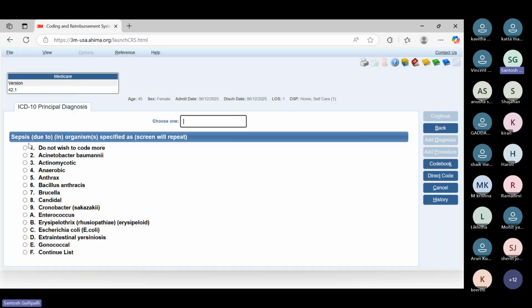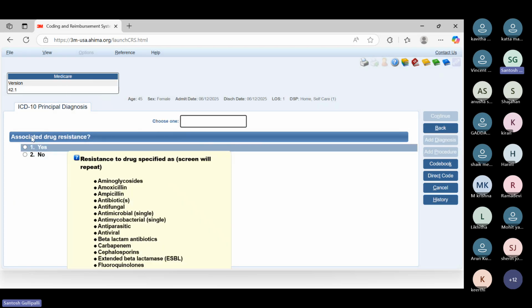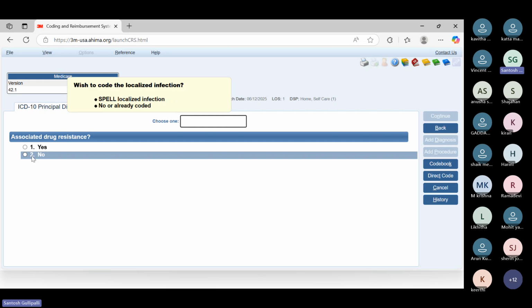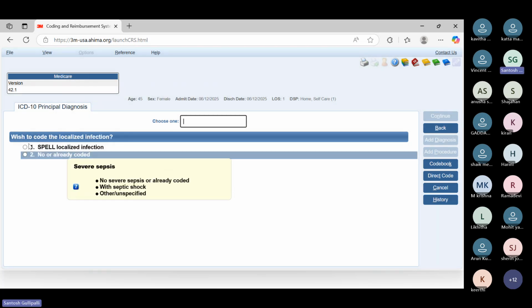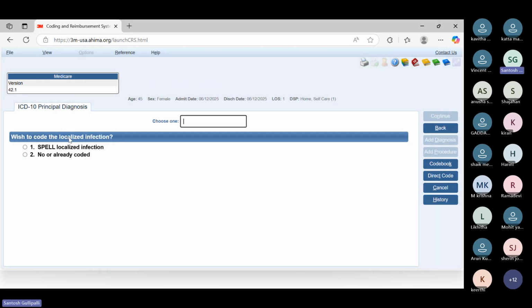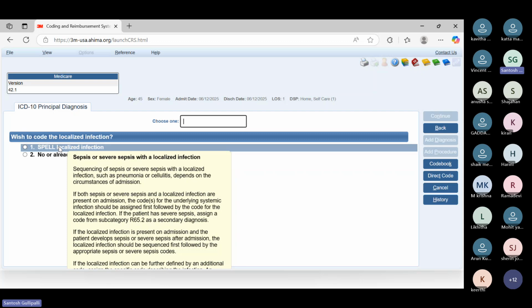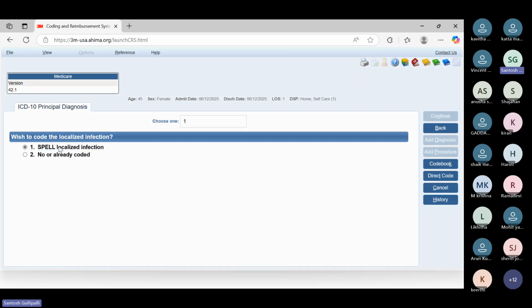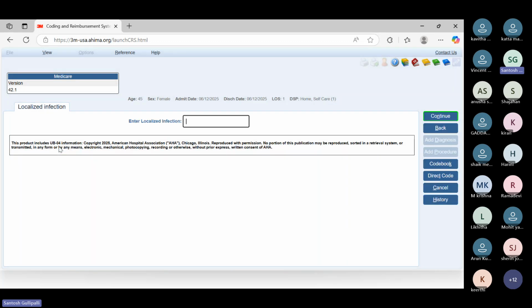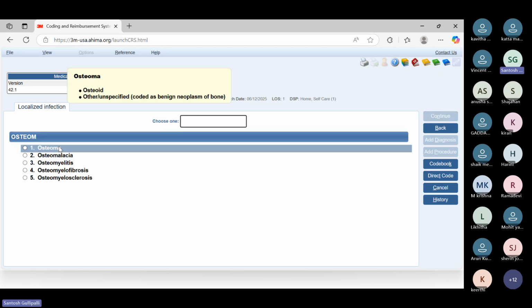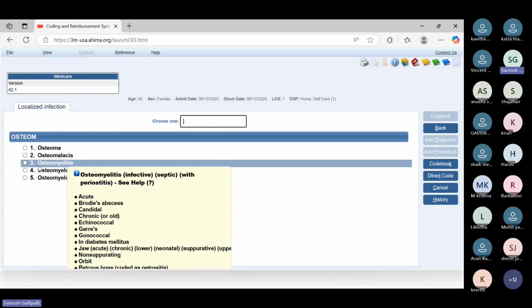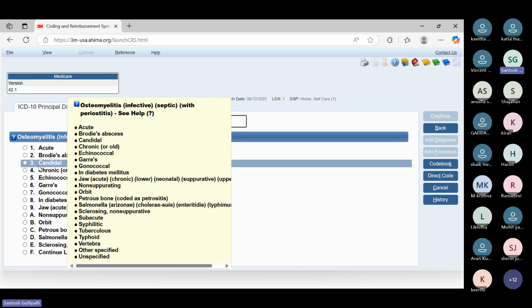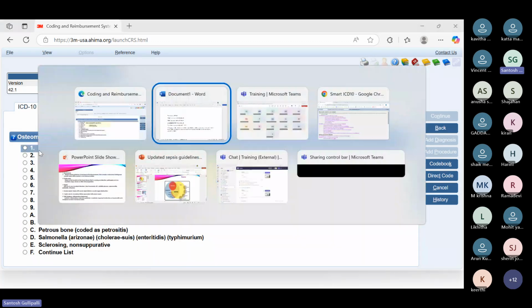Next, sepsis with MRSA, we already gave the combination. Next, do not wish to code. Associated any drug resistance? No. Then they are asking, wish to code localized infection? Yes. What is that localized infection? That is osteomyelitis. Osteomyelitis, and that is acute. In this example, I clearly mentioned acute osteomyelitis.